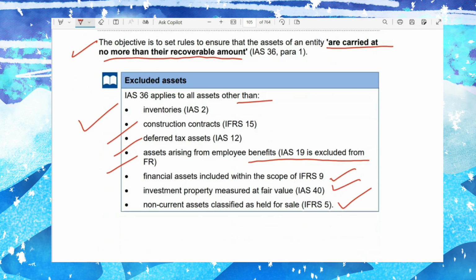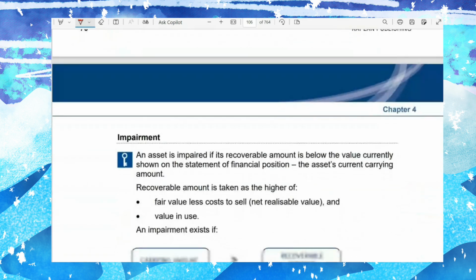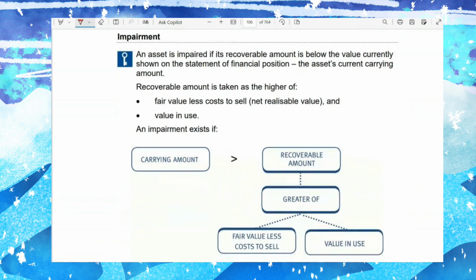This is the main important rule to remember. An asset is impaired if its recoverable amount is below the value currently shown in the statement of financial position, the asset's carrying amount. The recoverable amount is taken as the higher of the fair value less costs to sell, also called net realizable value (NRV).